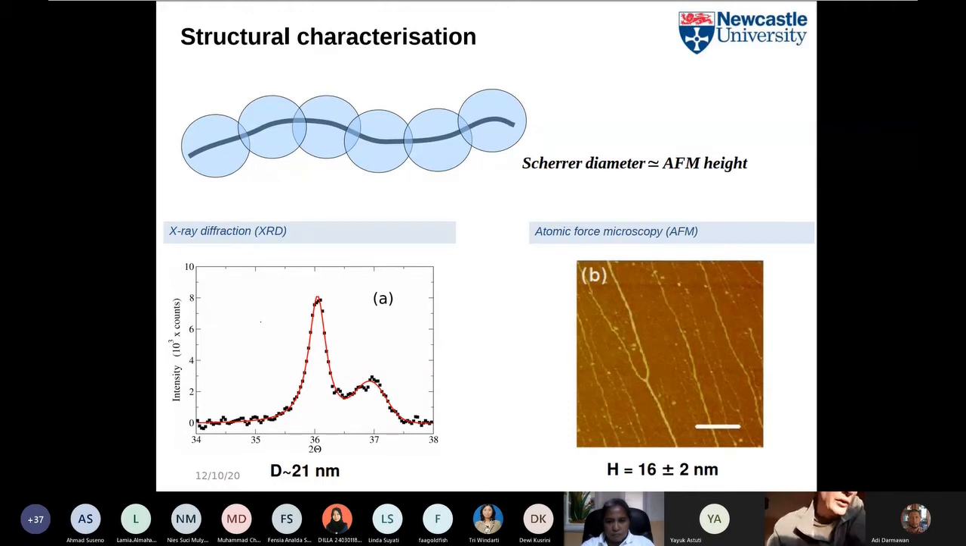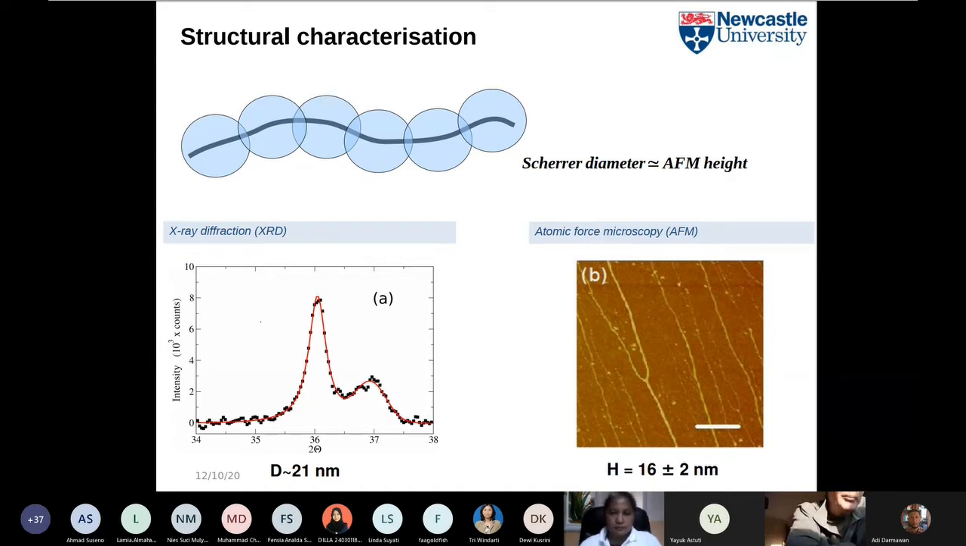And what we're showing here is that the diameter from atomic force microscopy and X-ray diffraction is of the same order. The X-ray diffraction diameter tells us about how big the crystallites are, and they're about the same size as the height that we see. So this is why we consider that this material looks like a series of beads on a string, the string being the DNA and the beads here being cuprous oxide.